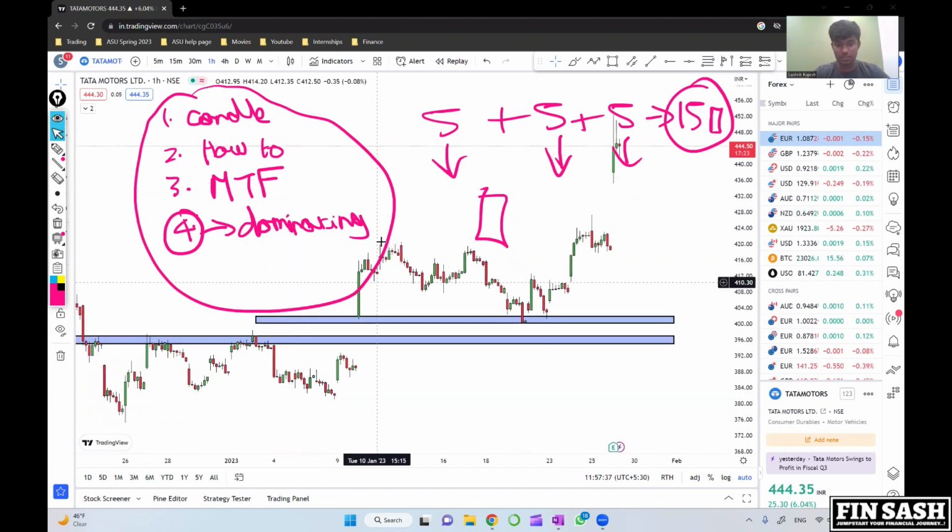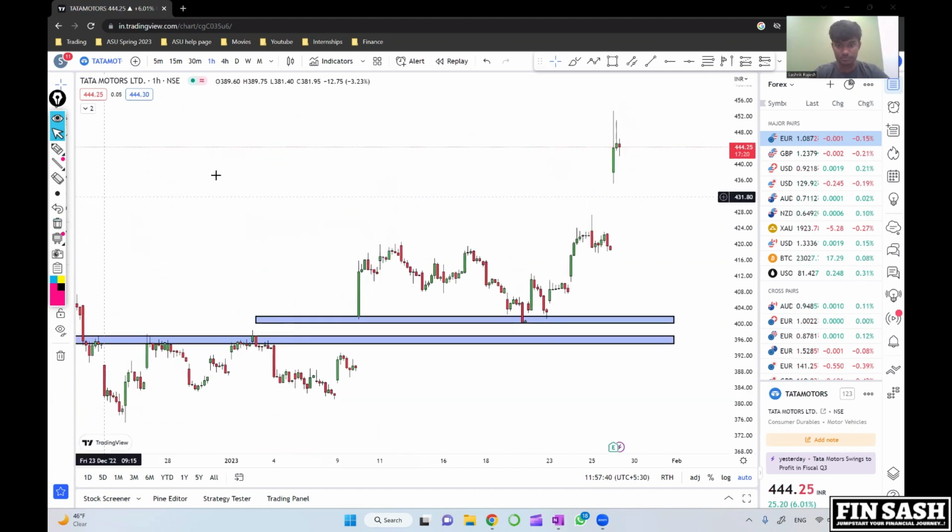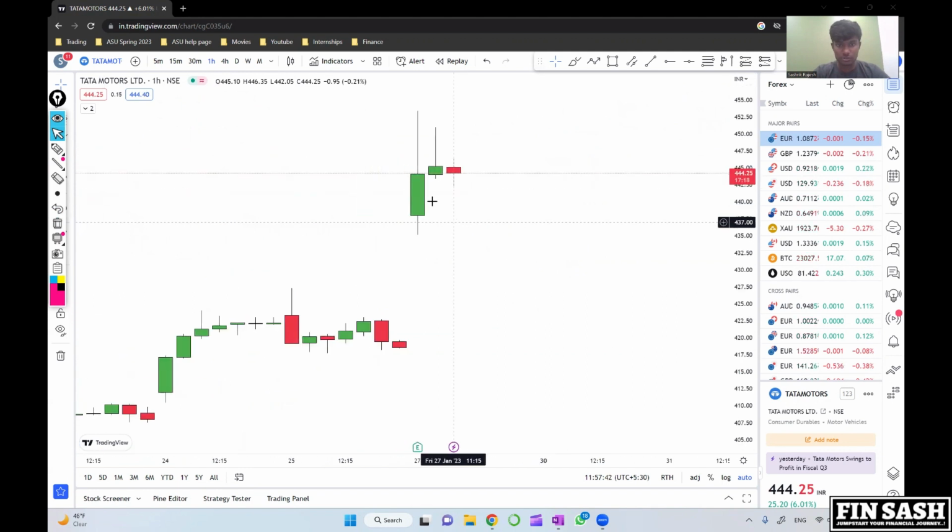So let's just take quick live examples. So here, it's Friday the 27th. Market opened here, and this is the 1 hour time frame, right? So you guys quickly tell me, who do you think is dominating over here?